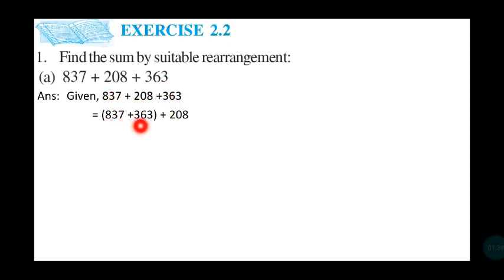837 plus 363 plus the remaining number 208. Now 837 plus 363, the answer will be 1200. You can do this addition in your book on the side. Then you will get 1200 plus 208. Now we can easily add these two numbers. 1408. Right? So this is the rearrangement.